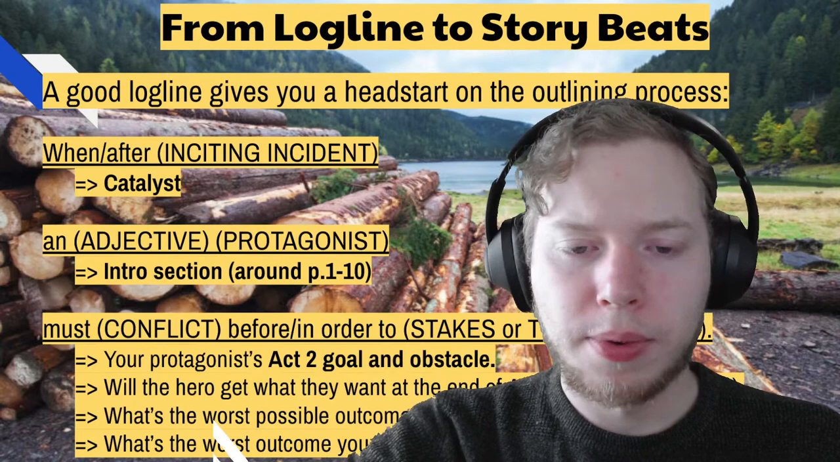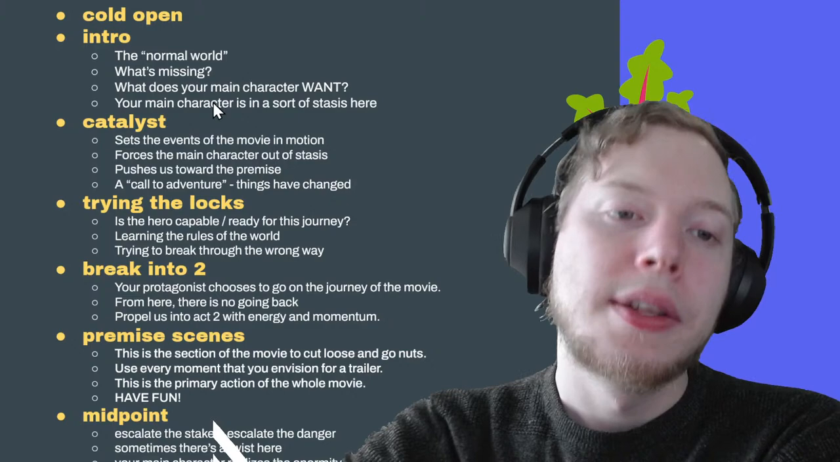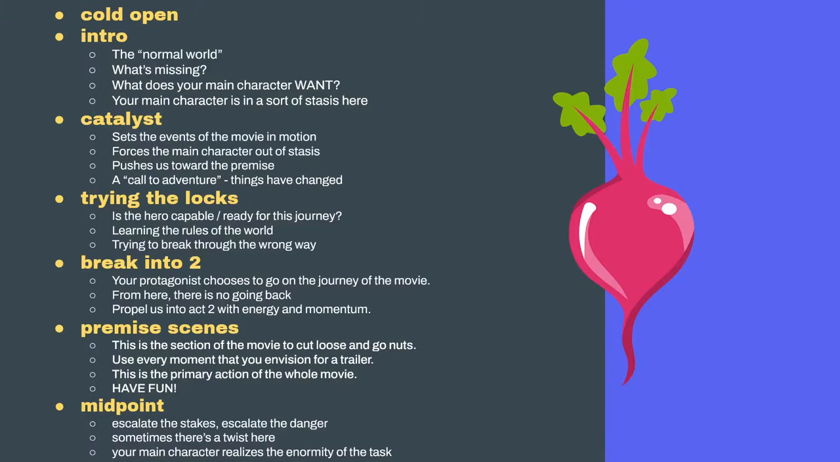After cold open, we have intro. That's going to be the normal world that your main character lives in all the time. We understand how it works or how it's supposed to work, or see it working as intended. We want to see what's missing, though. What does your character want? They're in a kind of stasis, usually, until something happens. A catalyst that shakes things up and says you're now forced to act. You're forced to respond because we've set the events of the story in motion and pushed the character out of that stasis and moved us towards the premise of that episode.